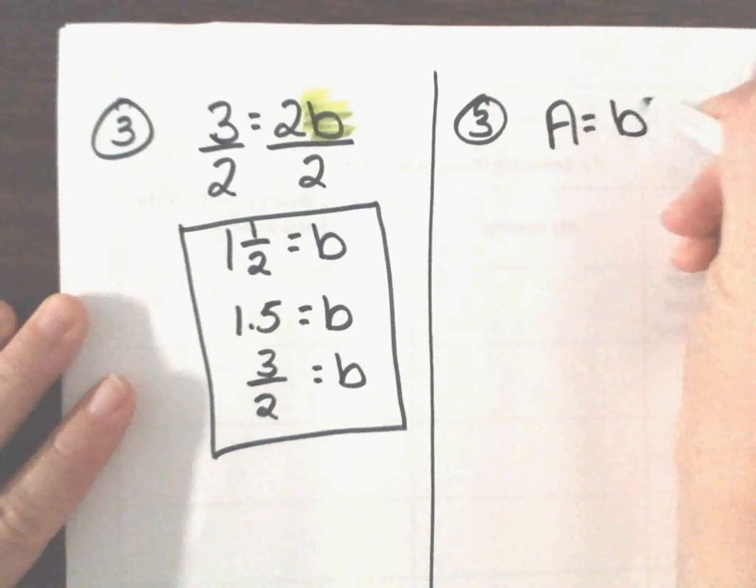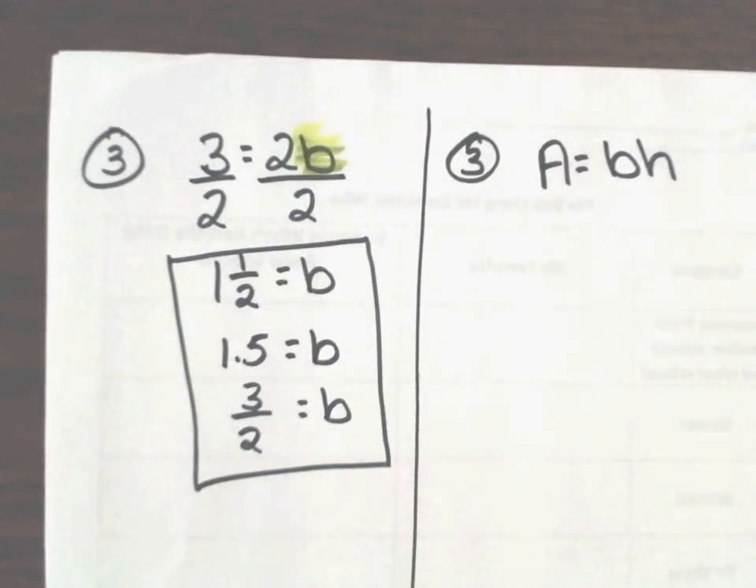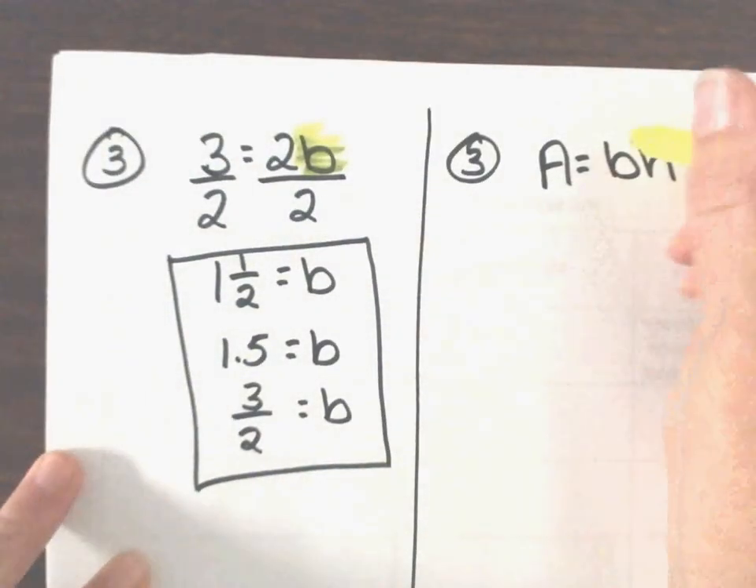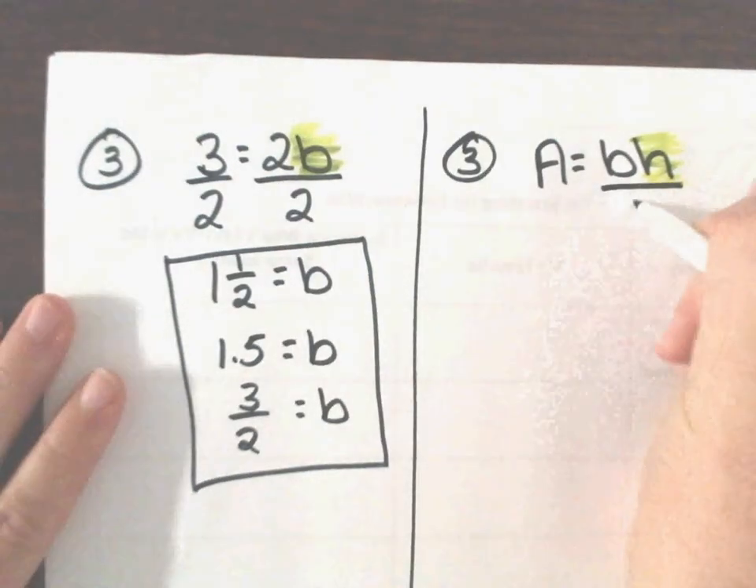So you could either have base times height, or some people put length times width. It's basically how your teacher in the past taught you. If they called it base times height all the time, you probably know it that way. If they called it length times width, put an L and a W there. It's fine, either one, okay? Now, I'm going to solve this for H. So what am I going to do? Divide by B. Divide by your base.